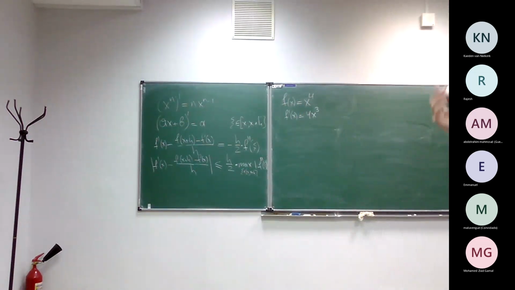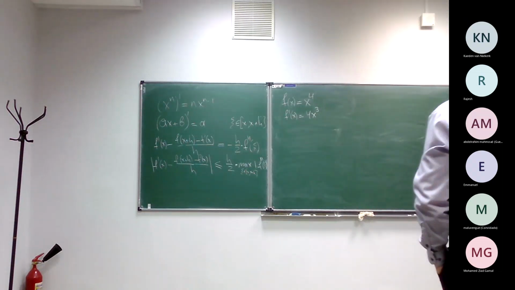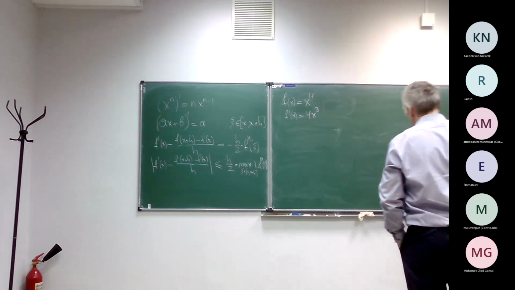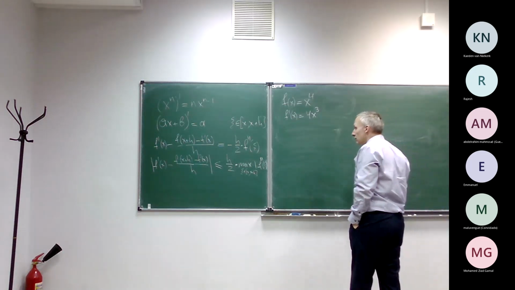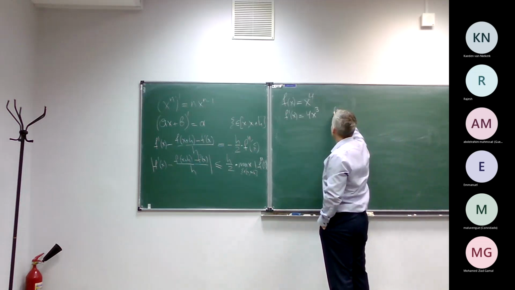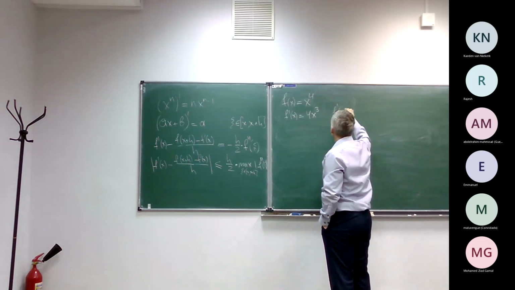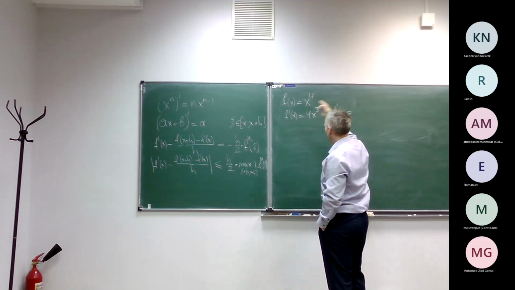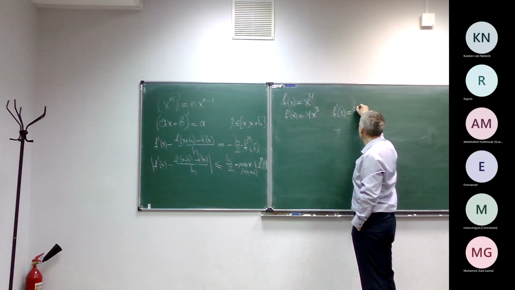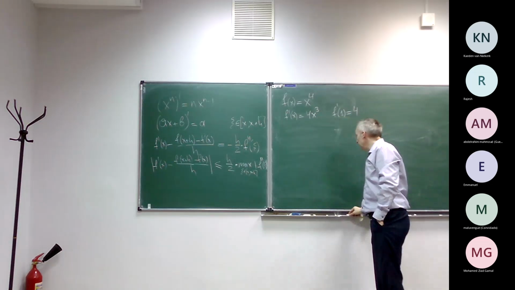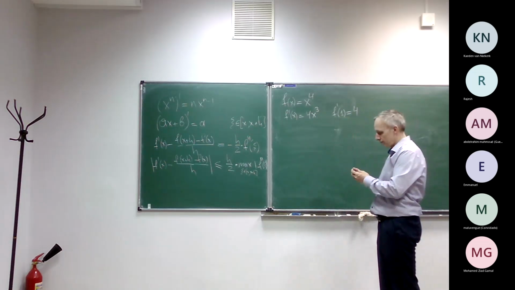And let's find the real value of the derivative at the point, say, 1. F prime of 1 will be 4.